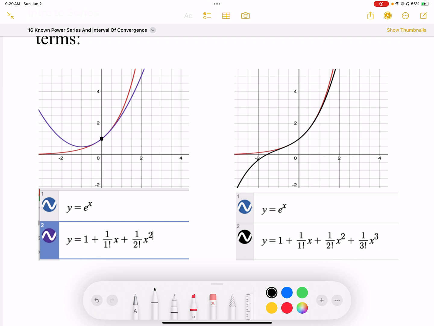But as we increase the number of terms of that polynomial series, if we take a look at the cubic function in black here to the right, notice that it is fitting that red exponential function even better than on the left when we had the quadratic. And we can do this infinitely. We can make this a 4th degree polynomial, a 5th degree, and continue doing so. And as we add more terms, it's going to follow that exponential function closer and closer.